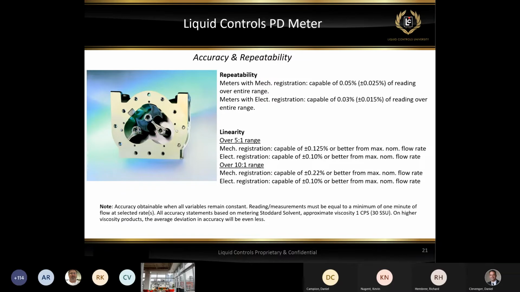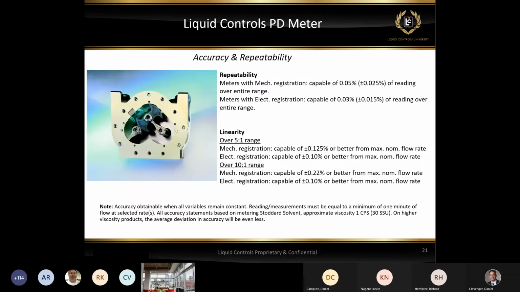Now, a 5-to-1 range, and I'm going to use the M7 as an example. In the US, we are in US gallons, so it's 100 gallons a minute, or roughly 380 liters, down to a 5-to-1 range, that would be 20 gallons per minute, or roughly 76 liters per minute. So that's the 5-to-1 range.